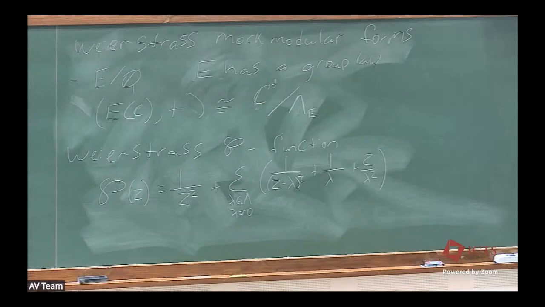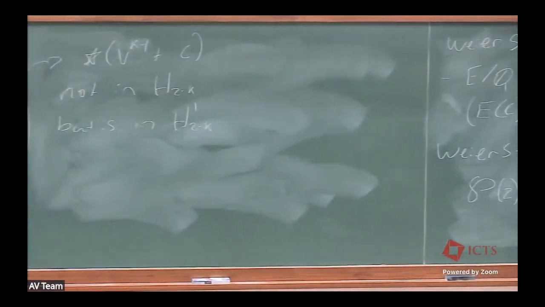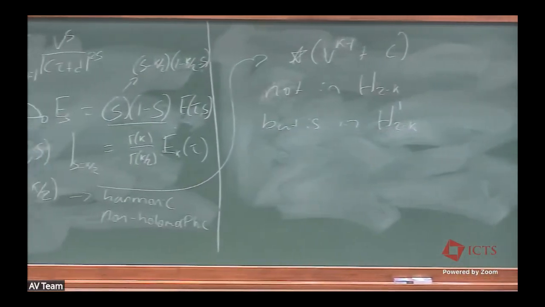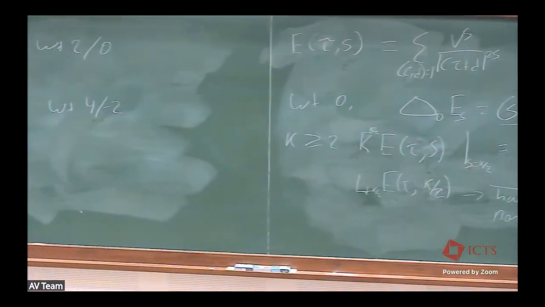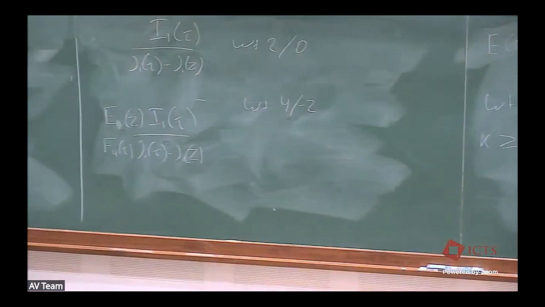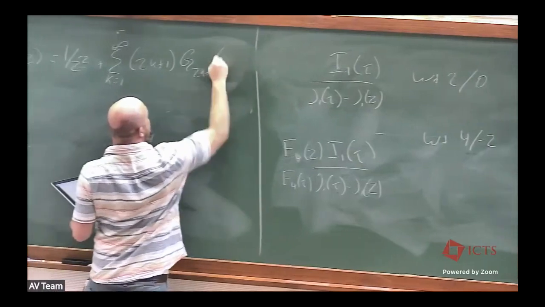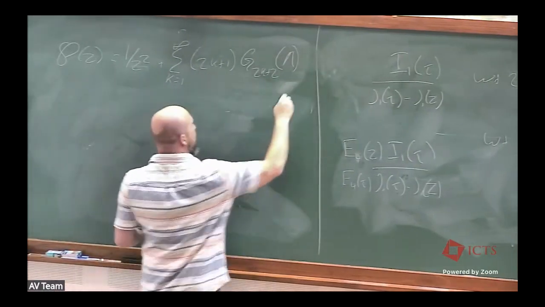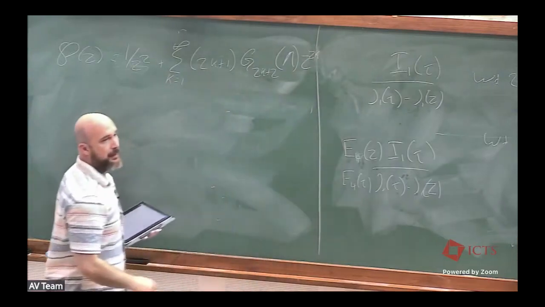Now the coefficients of this are the Eisenstein series, or Eisenstein numbers. So we have P of z is equal to 1 over z squared plus the sum, k equals 1 to infinity, of 2k plus 1 times g of 2k plus 2, which I'm going to write as a function of the lattice, times z to the 2k.